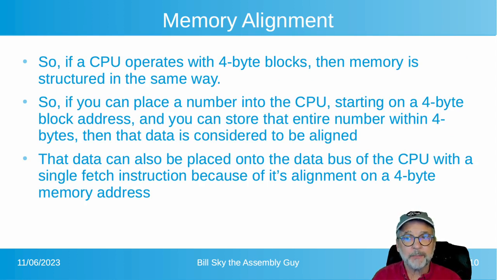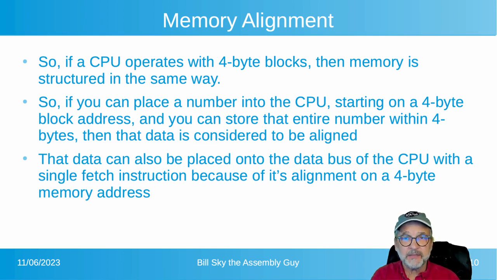So if a CPU operates with 4-byte blocks, then memory is structured in the same way. Now, I don't know of any CPUs today that are based on a 4-byte block. Normally they're 32 or 64 these days. And in fact, we're even going to see an example where Intel talks about its most current CPUs as being aligned on a 64-byte boundary. So if you can place a number into the CPU starting on a 4-byte block address, and you can store that entire number within the 4 bytes, then that data is considered to be aligned.